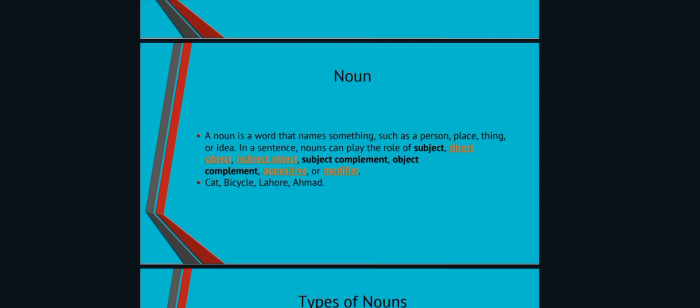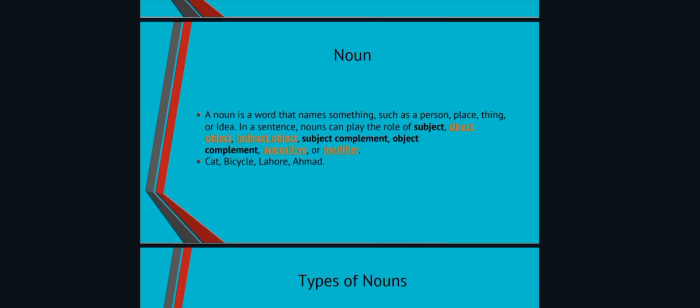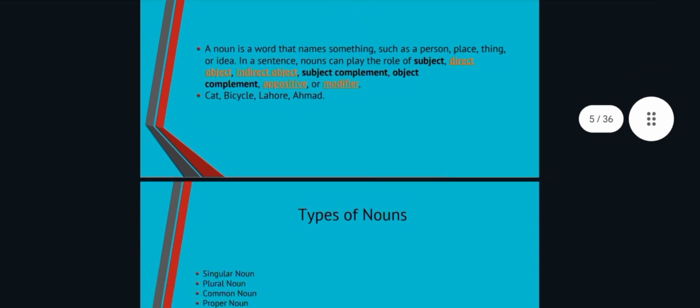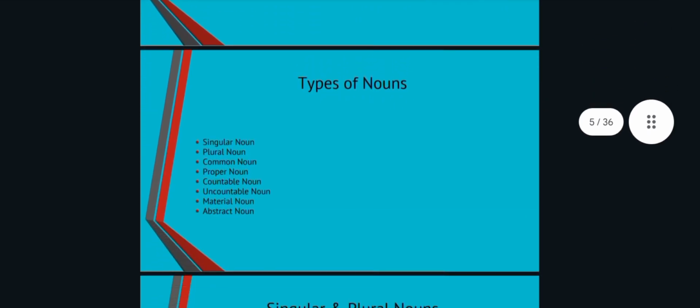It may be a subject complement, like "The handsome boy is very honest." Here it is acting as a subject complement. Object complement, like "This house is most beautiful house." Here, most beautiful house is acting as an object and it is called object complement. Appositive modifiers are given below. Types of nouns: singular noun, plural noun, common, proper, countable, uncountable, material noun, abstract noun.